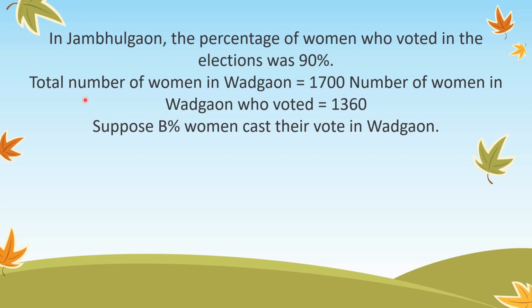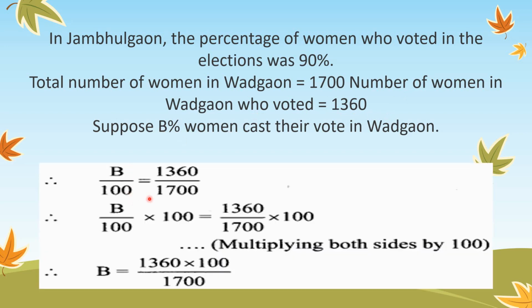Now, the total number of women in Vadgaon is equal to 1700. Number of women in Vadgaon who voted is 1360. Suppose B% of women cast their votes in Vadgaon. So B upon 100 is equal to 1360 upon 1700. So here we will multiply both sides by 100. So B upon 100 multiplied by 100 is equal to 1360 upon 1700 multiplied by 100. So here this 100 and this 100 will get cancelled.